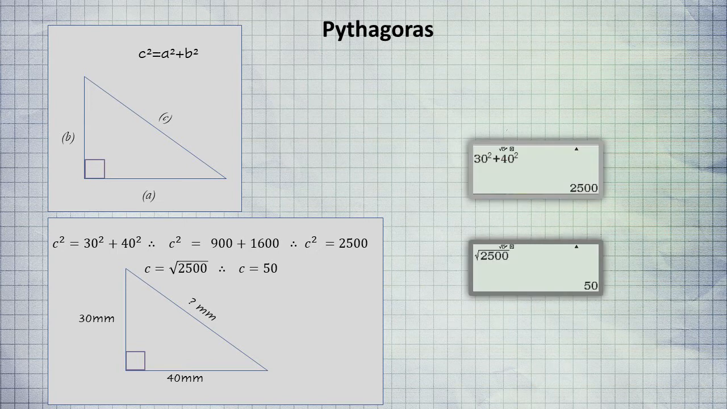If we identify side C as the hypotenuse, which is always the side opposite the right angle, we can work out the length by the formula shown. C squared equals A squared plus B squared. So in this example, 30 squared, which is 900, plus 40 squared, which is 1600, equals 2500, the square root of which is 50.